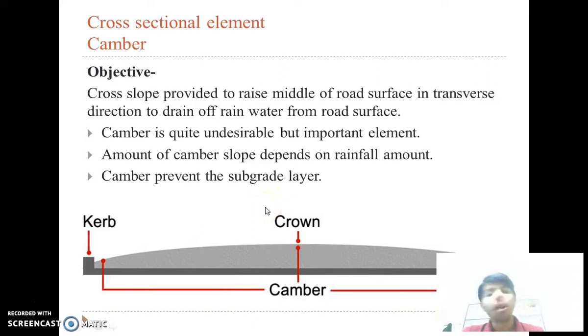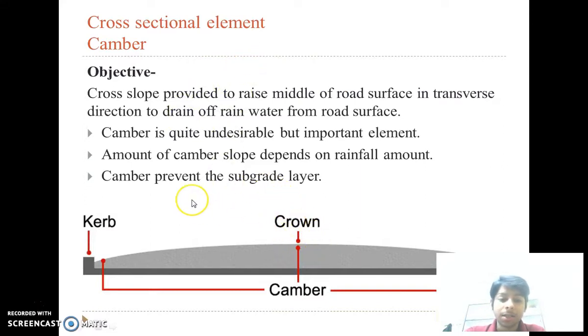Why are we providing this? The objective is that the cross-section is provided to raise the middle of the road surface in the transverse direction to drain off rainwater from the road surface. Yes, the main thing is to drain off rainwater from the road surface. But it is quite undesirable and it's not important.